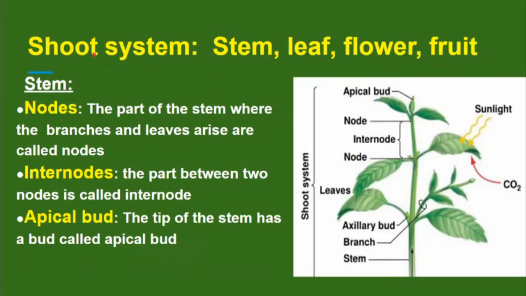Now we can see the shoot system. Shoot system consists of stem, leaf, flower and fruit. So what are the parts of the stem? Stem will have nodes, internodes and apical bud. What is a node? Node is the part of the stem where the branches and leaves arise. So this is the node. And what is an internode? The space between two nodes is called the internode. Then the tip of the stem has a bud called the apical bud. You can see the apical bud in the picture. It is the tip of the stem.